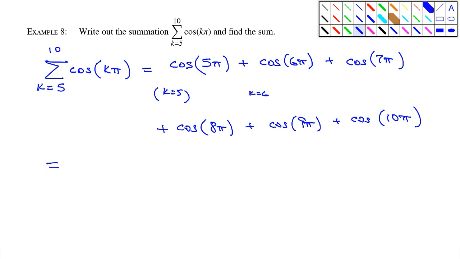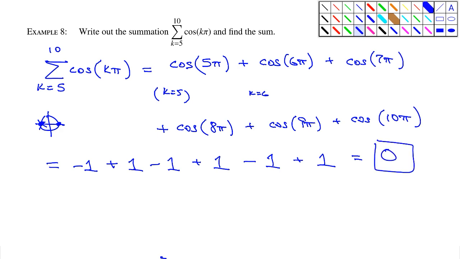And now we work this out. What is the cosine of 5 pi? Well, 5 pi would be in this position here, so that's going to be negative 1. And then the cosine of 6 pi would be back in the original 0 spot, so that's plus 1. 7 pi is back over here on the left side, so it's negative 1, then plus positive 1, then minus 1, then plus 1. So we get negative 1s and positive 1s in equal measure, and so that's equal to 0. They all cancel out.